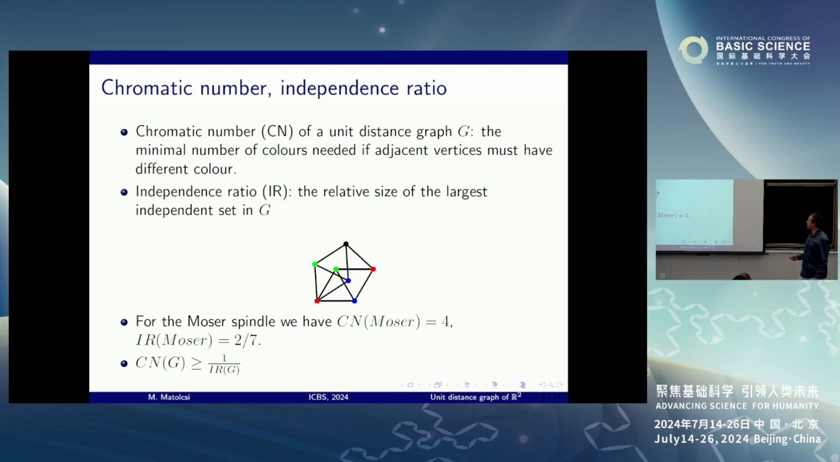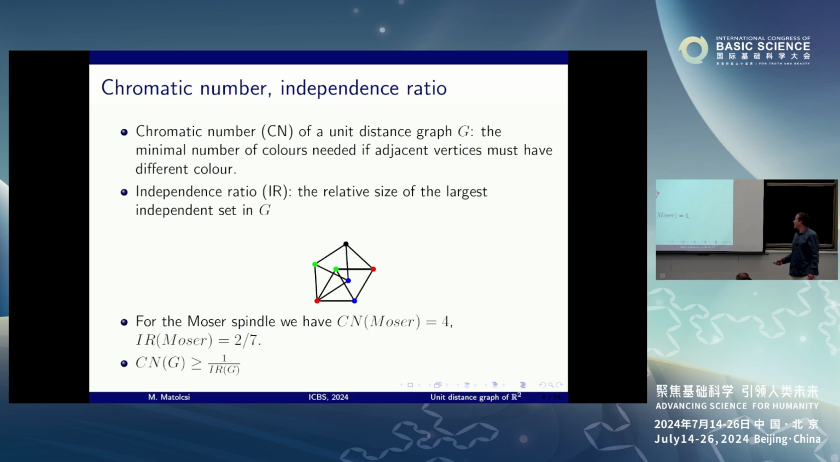But if I choose a third one, wherever that third be, let's say I choose this one, this is not an independent set anymore because there is an edge in here. And you can convince yourself that whichever 3 dots you choose, there will be an edge. So the maximal independent set in the Moser spindle is 2. And when I say the relative size, I mean that I divide by the number of vertices of the graph, in this case 7. So the relative size of the independent set is 2 over 7. That's the independence ratio of the Moser spindle.